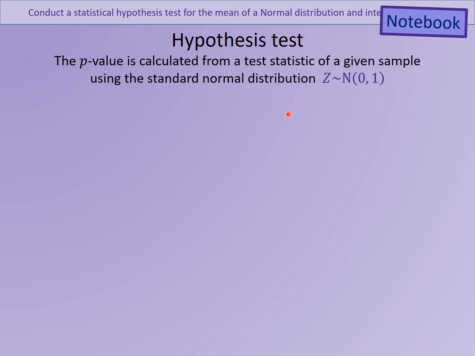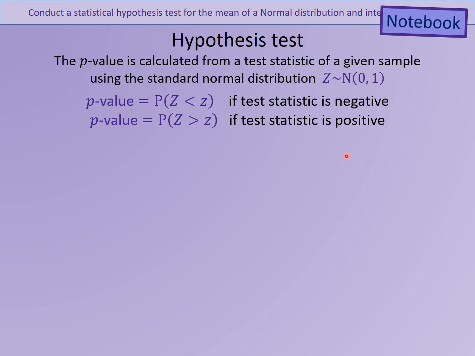Okay, so let's run the hypothesis. Let's have a look and just make sure we understand how to go through the stages of the hypothesis test. So the p-value is calculated using the test statistic. And we notice that the test statistic we use is always Z, which is distributed normally with 0, 1. So it is the standardized normal distribution that we saw in the previous lessons. The p-value equals the probability that our standard curve is lower than some Z value. Okay, and that's if the test statistic is negative.